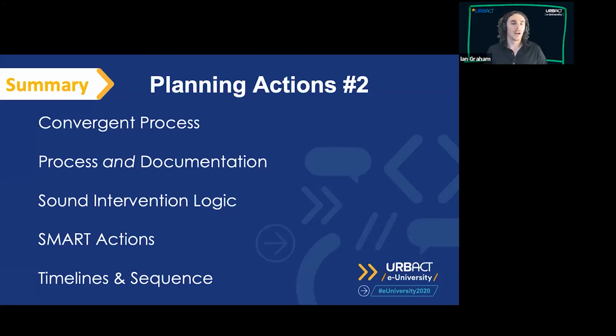Really think hard about the intervention logic. Are we being honest about whether the logic really stacks up? Challenge ourselves about whether things are really going to achieve what they want, and keep focused on the objectives, as they're the things you need to be achieving. SMART actions: this theme keeps coming up again and again, but it's a really simple and effective way of keeping things focused and at the right level of detail, making sure we're not being vague and risking things drifting off. And again, timelines and sequencing, making sure it all fits together as part of that convergent process to map out the route. I just wanted to re-highlight and stress those key things.